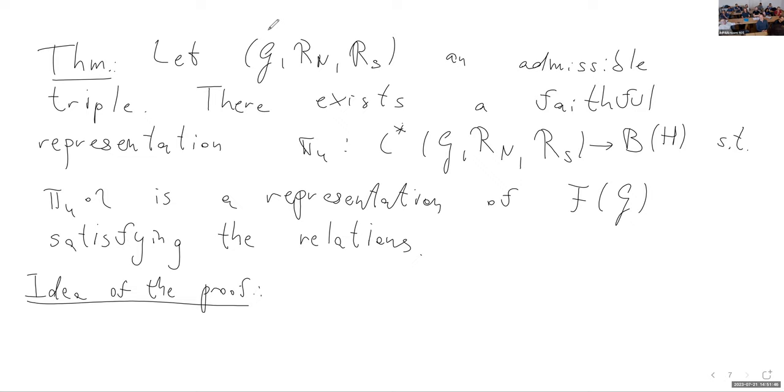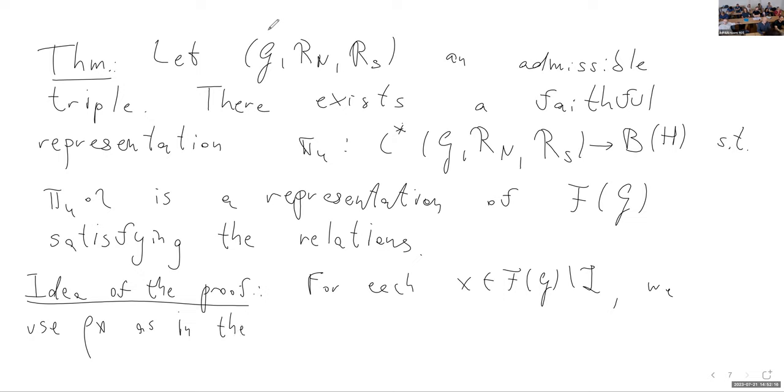So the idea is that for each x, we could add more stuff if we wanted, but we don't really need it. We can use elements in the ideal as well. We take the direct sum of the representations. If they are representations of the triple, we take the direct sum. It's part of the definition of being admissible that this is again a representation. And then we use the universal property.